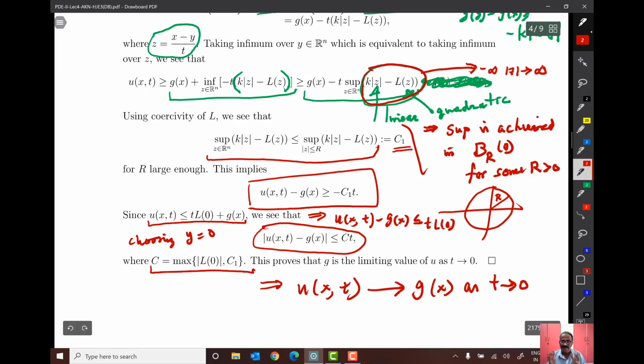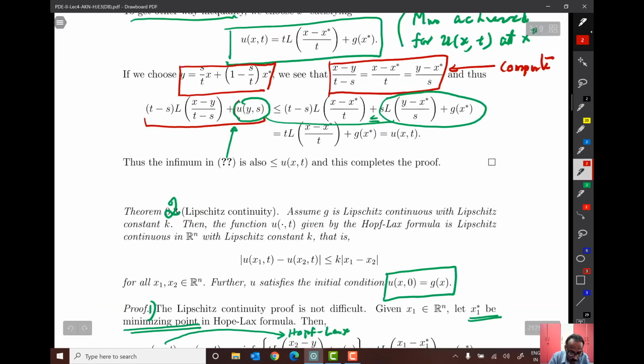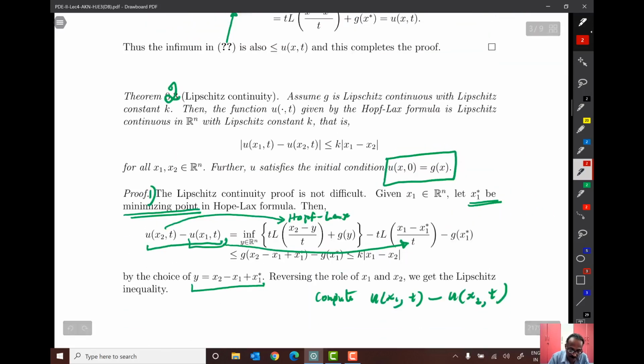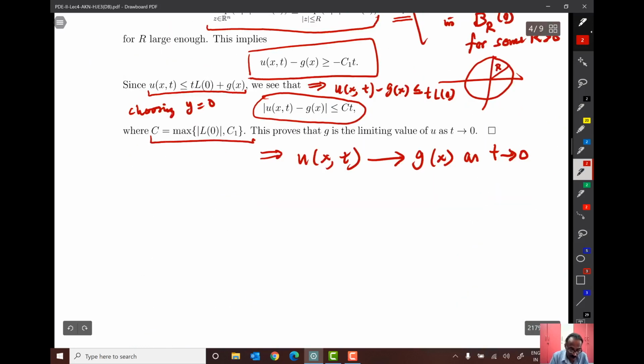So before concluding this part and continuing a little more, and we will introduce something more general. We proved the functional identity, we proved Lipschitz continuity, and we proved the initial condition for u(x,t). Next we actually want to see what Hamilton-Jacobi equation is satisfied by u.